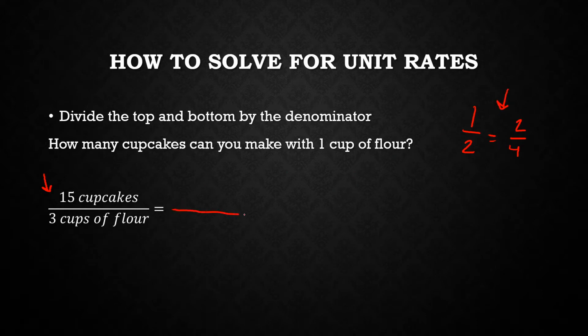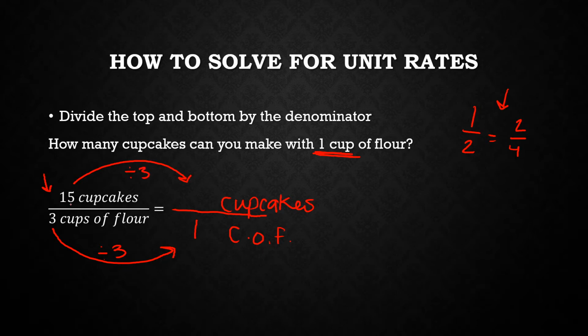So I need to keep my units the same. If I have cupcakes up top on this side, I need to also have cupcakes on top over here. And on the bottom I have cups of flour here, so I'm going to have cups of flour on the bottom over here. Now the question wants to know how many cupcakes I can make with 1 cup of flour, so I know I'm going to have a 1 in my denominator here. So to go from this 3 to this 1, I'm dividing by 3, right? 3 divided by 3 gives me 1.